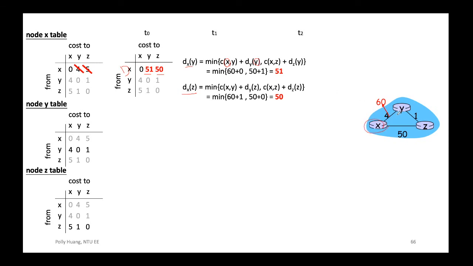So dxy, the source is x, destination is y. Through two neighbors of x, of the source, that would be y and z. So we have y and z here. Link xy costs 60. Link xz costs 50. So we do have 60 and 50 here correspondingly.